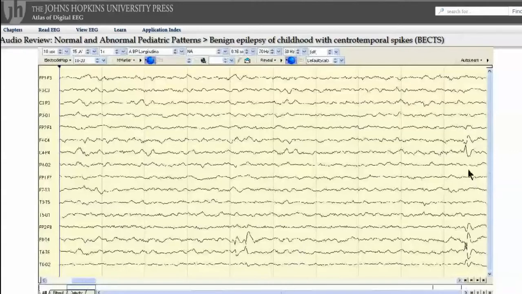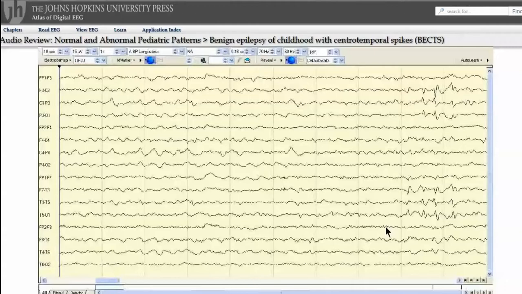We see further anteriorly, though, a similar synchronous morphology which is occurring at C4. Therefore, this epileptiform discharge is presenting both in the central and the temporal region. Progressing into the next 10-second segment, we can see that this activity previously noted at T4 is now being seen over the contralateral temporal region.